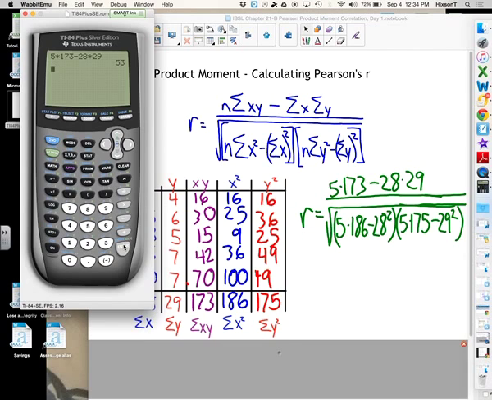One of the keys to getting this right, even with your calculator, is not trying to do too much all at once when you're punching it in. Okay? So, just be careful.